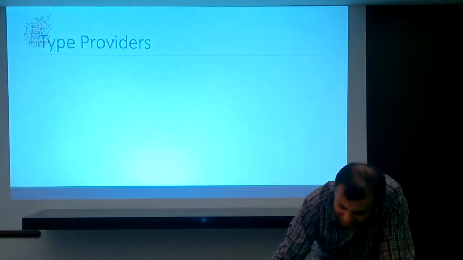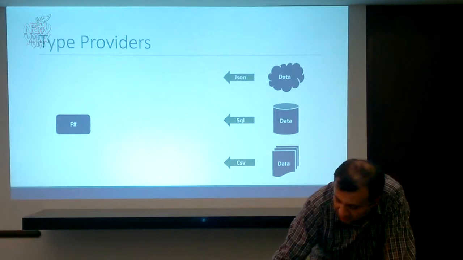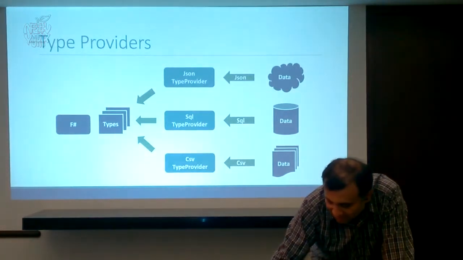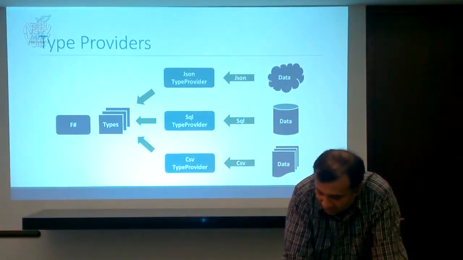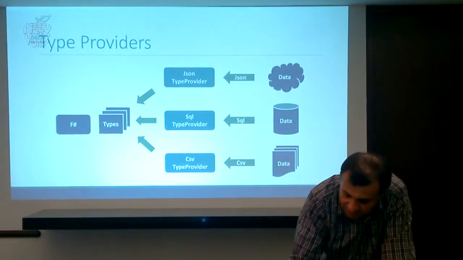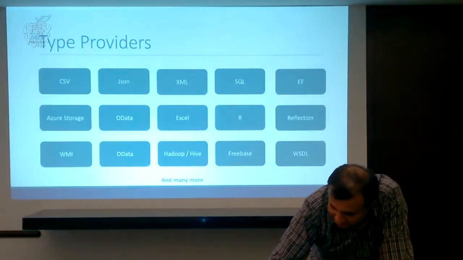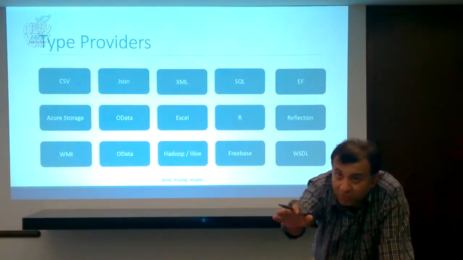Type providers. So what are type providers? Type providers are essentially ways for you to find data from different sources. Our world is filled with different sources of data, and you have these F# types, right? So you can have data coming from SQL, CSV, JSON. There's a whole bunch of type providers. This is a list of type providers that are predefined, and there are many more. You can define your own type provider.